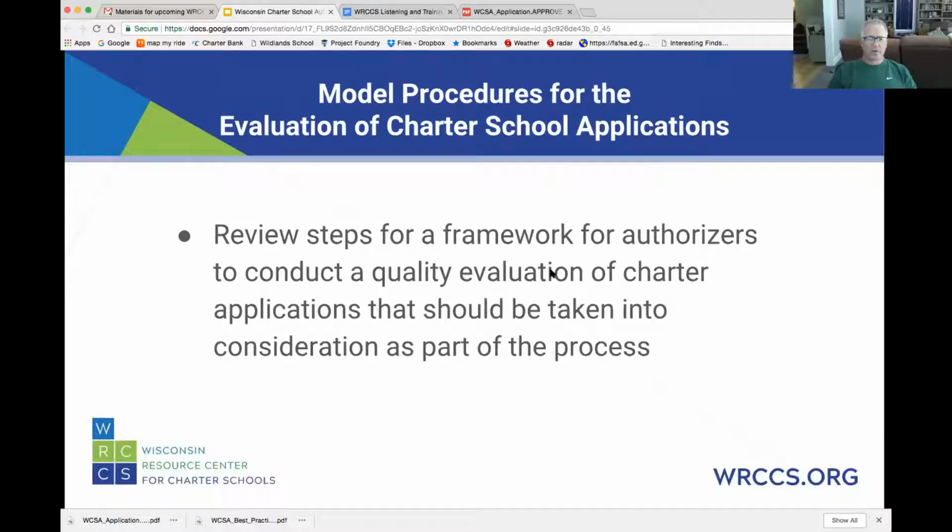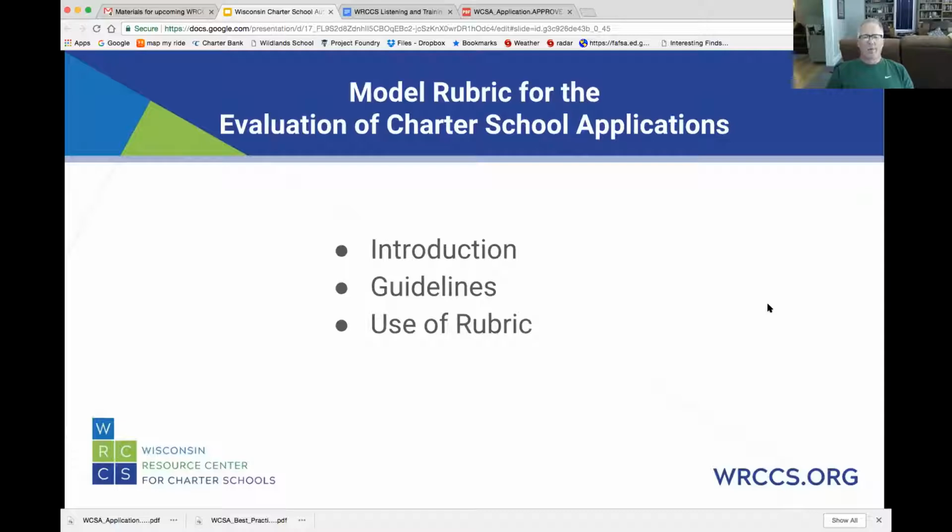And then we'll also just take a look at the steps and the framework for authorizers to conduct an evaluation, timelines, rubrics that need to be taken into consideration as part of either approval or denial of a new school. So basically, it's divided into 3 sections: an introduction with a little background information, some guidelines and suggestions, including example application for part A and part B, and then a little bit at the end on the use of a rubric for evaluation of applications.